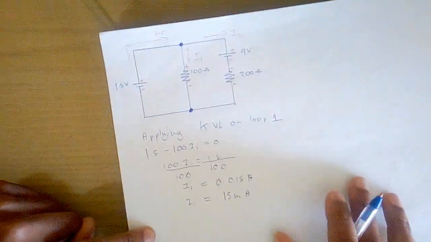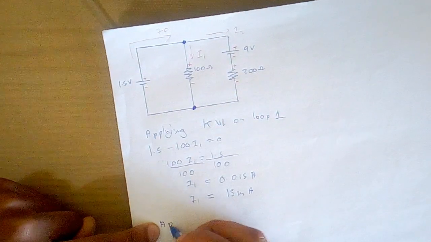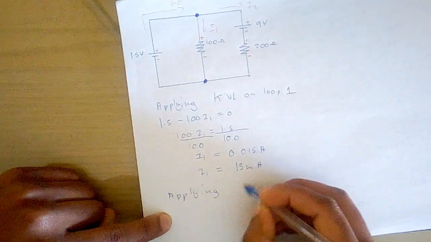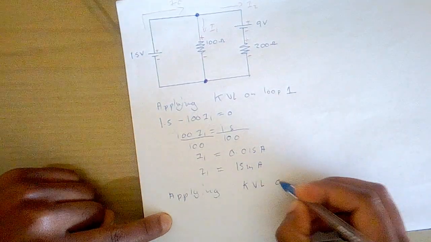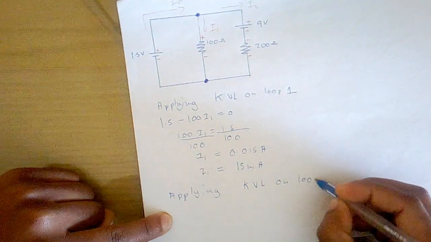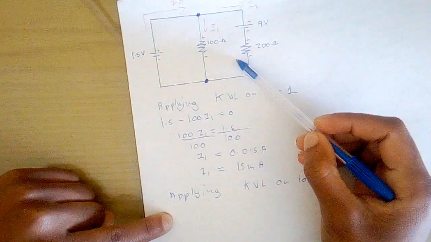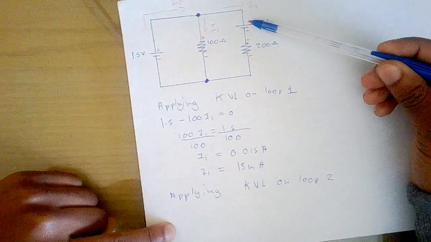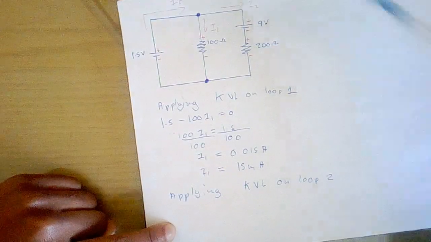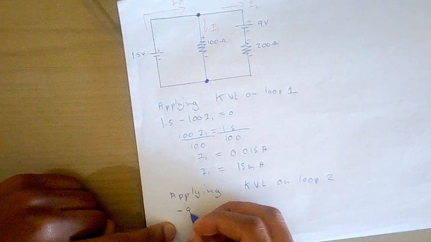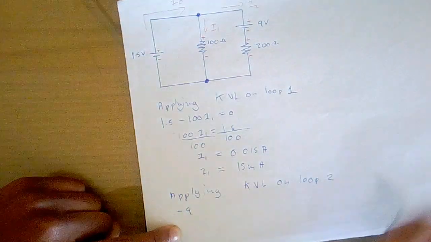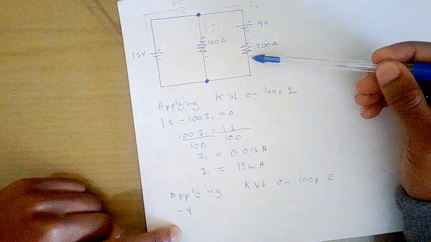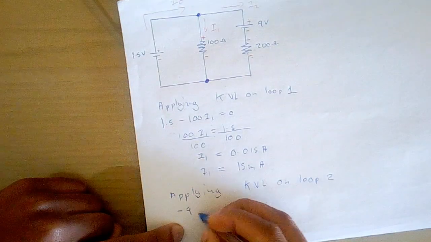And then we go to loop 2, applying KVL on loop 2. Loop 2, this is our loop 2. So we start from the voltage source. Our voltage source starts from positive to negative, so therefore it takes a negative sign. So it's going to be a -9, and our resistor, its voltage starts from positive to negative, so therefore it takes a negative sign also.